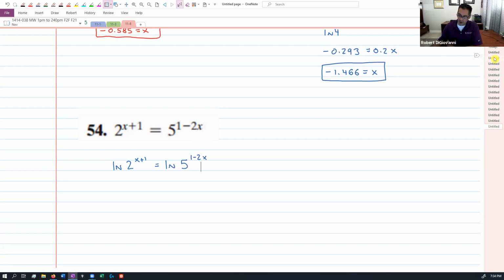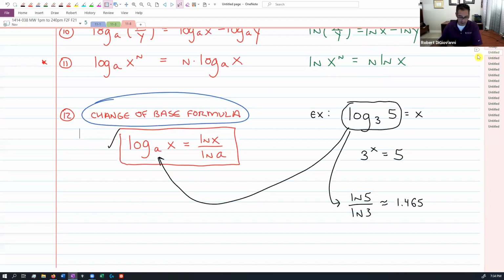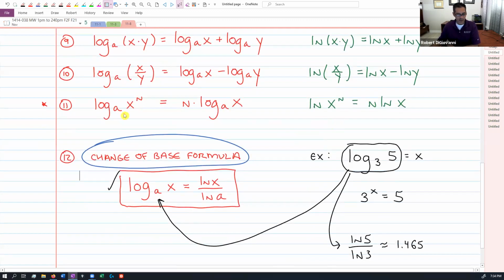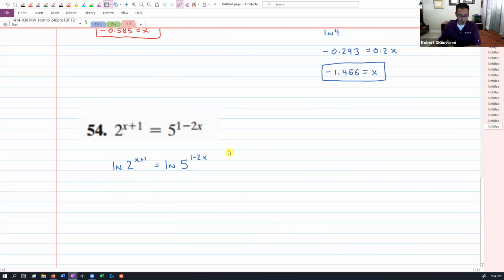There's a property of all logs that we talked about, where if you have log of any base of anything to the n power, the power can come out, right? And if it's a natural log, then the power can come out also. So I'm going to use that property. I have natural log of something to a power, and over here I have natural log of something to a power. So the property is that I can pull those powers out.